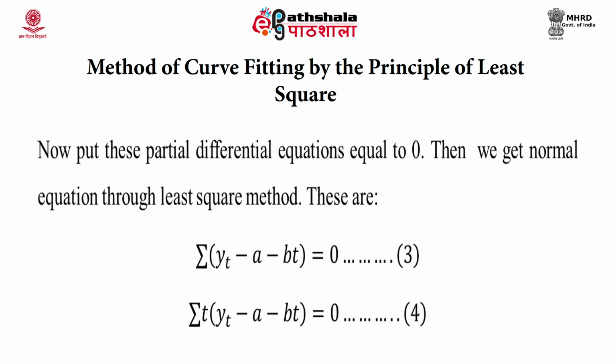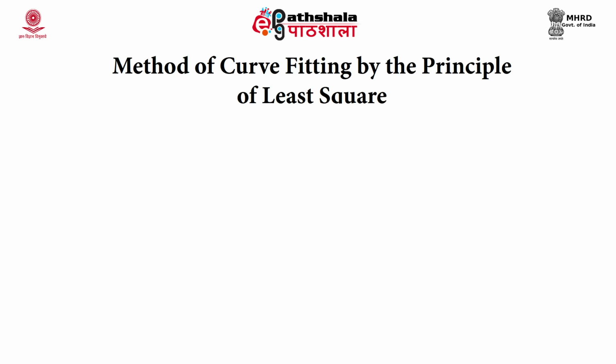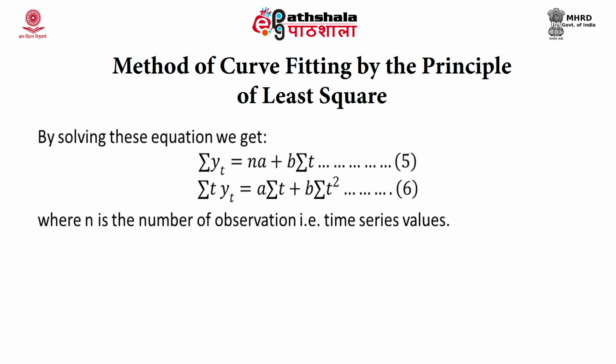After solving these equations, you will get the values of a and b. These can be solved further by taking summation on the third equation, and multiplying by t and taking summation. After that you will get the sixth equation, where n is the number of time series values. Equations 5 and 6 are the normal equations that are used for estimating the values of a and b. After estimating a and b, you have to put the values of a and b in equation 1, then you will get a fitted straight line trend.